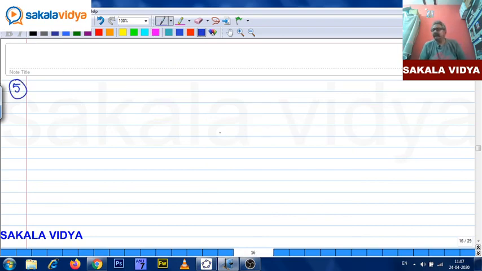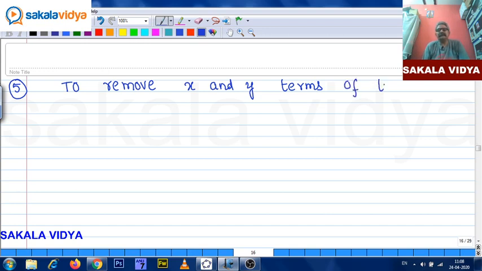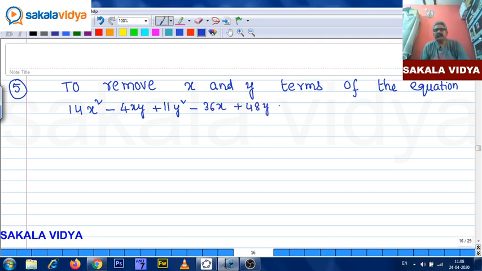Fifth problem. To remove x and y terms of the equation, that means first degree terms of the equation, 14x square minus 4xy plus 11y square minus 36x plus 48y plus 41 equals to 0.